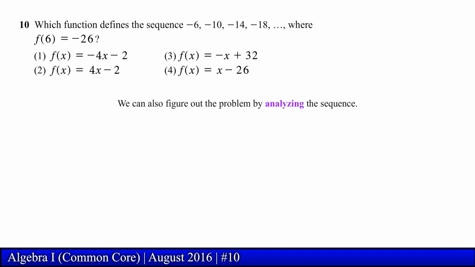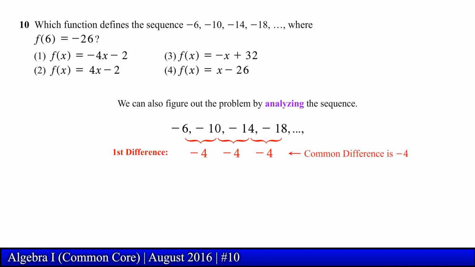Now, if you do not want to solve the problem by using the systematic approach, we can also figure out the problem by analyzing the sequence. Notice that the sequence is consistently decreasing by -4. This means that the sequence has a common or first difference of -4.